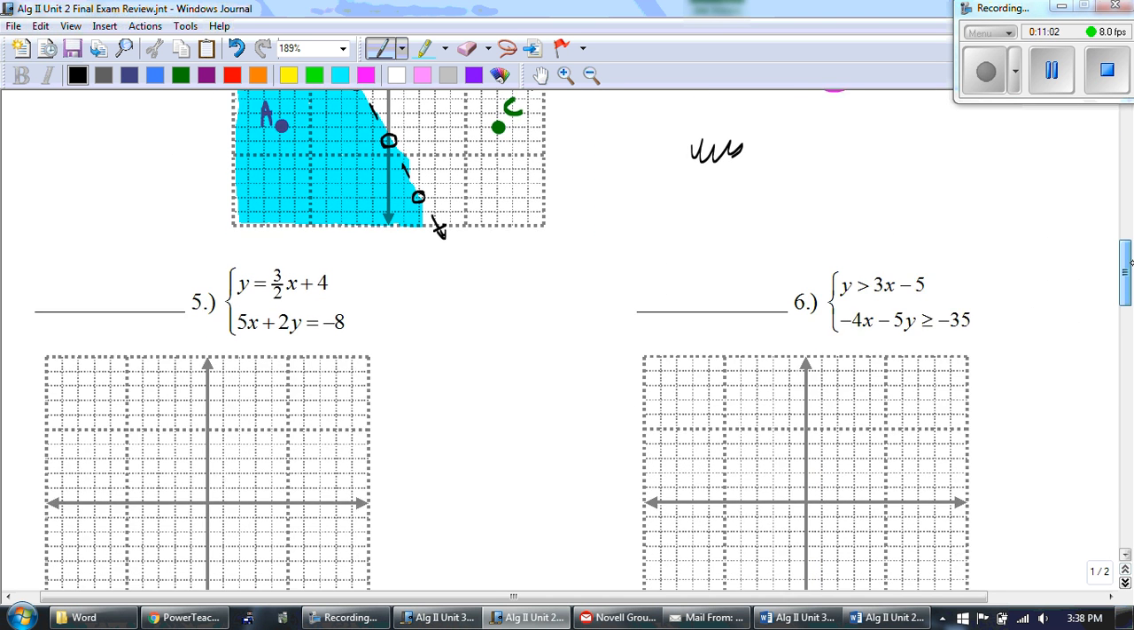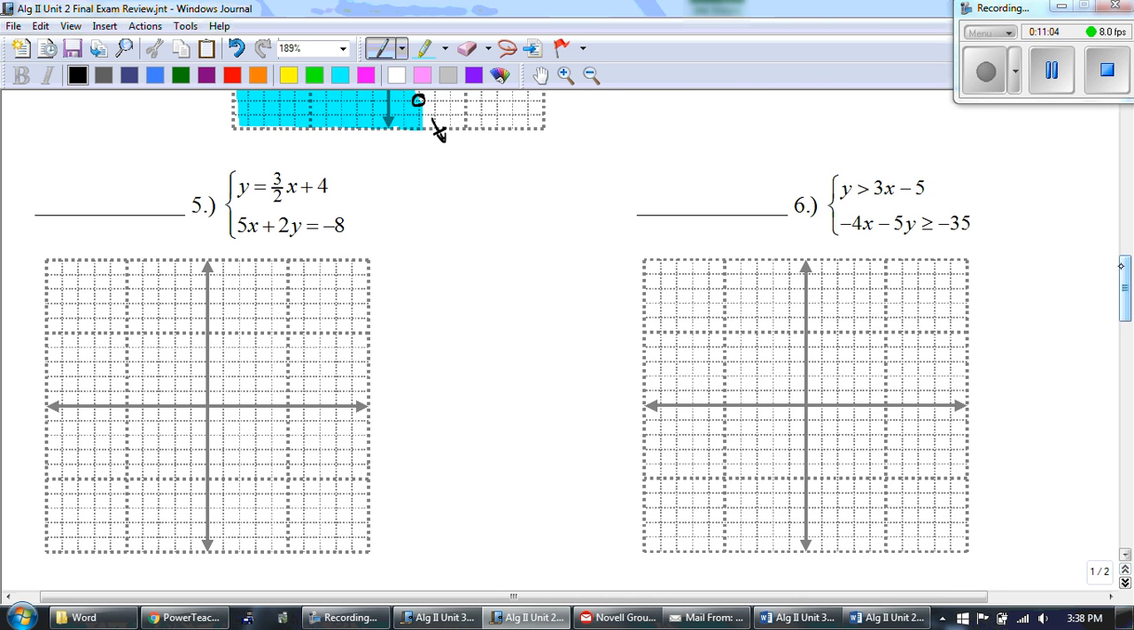All right, number 5. y equals 3 over 2 x plus 4 and 5x plus 2y equals -8. So we have to graph these. My first one, I know that my slope is 3 over 2 and my y-intercept is 0, 4. So it's 0, 4 I start. I go 1, 2, 3 over 2, and I'm doing that in both directions.